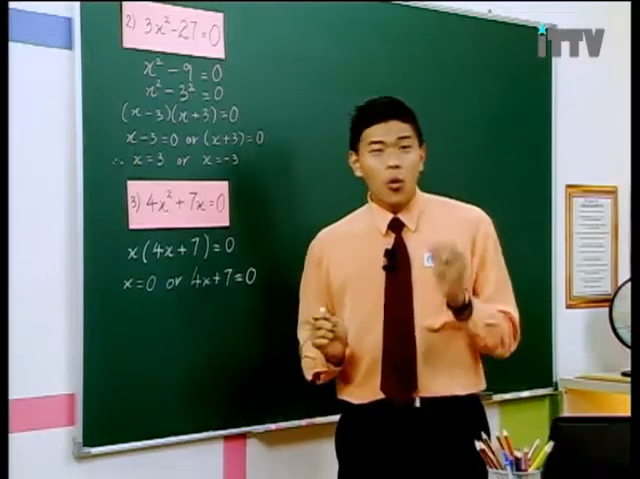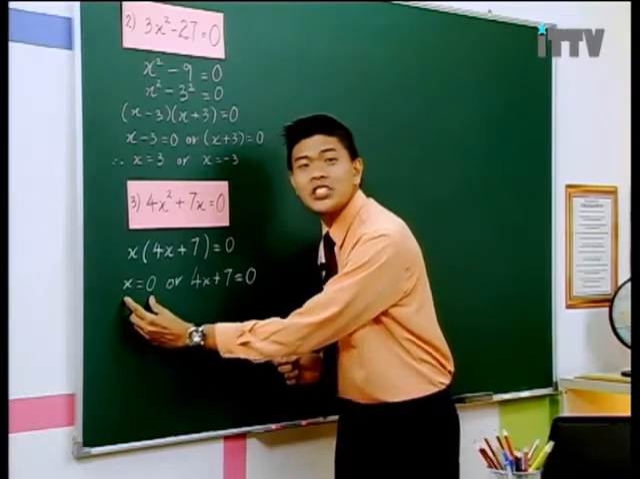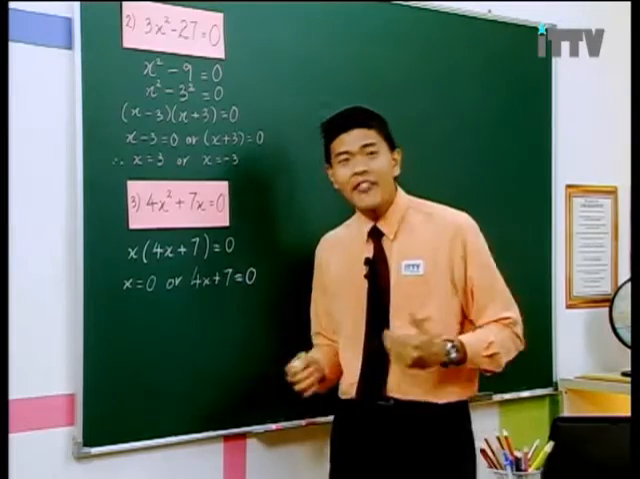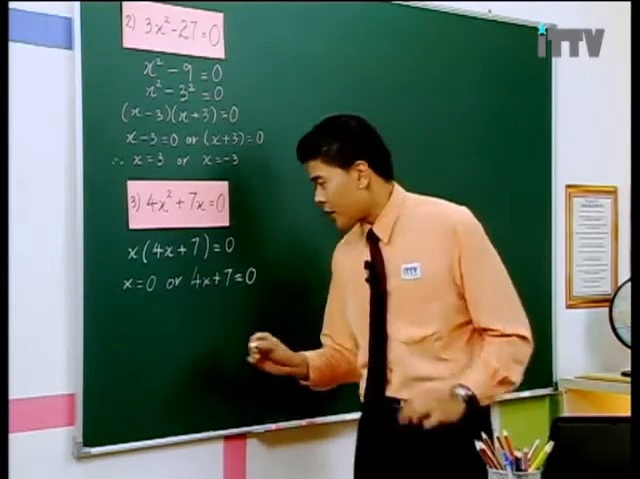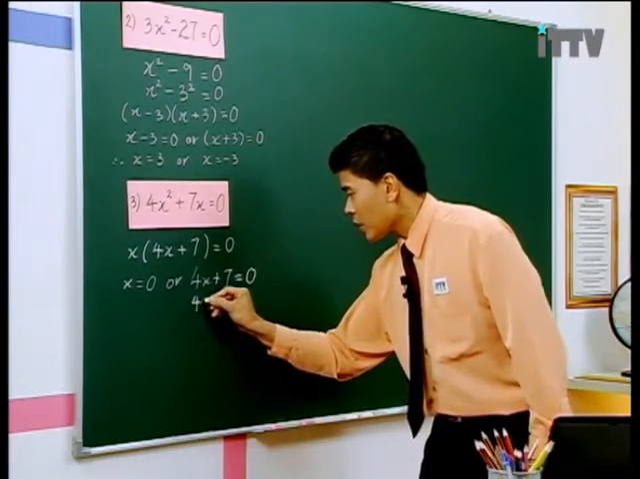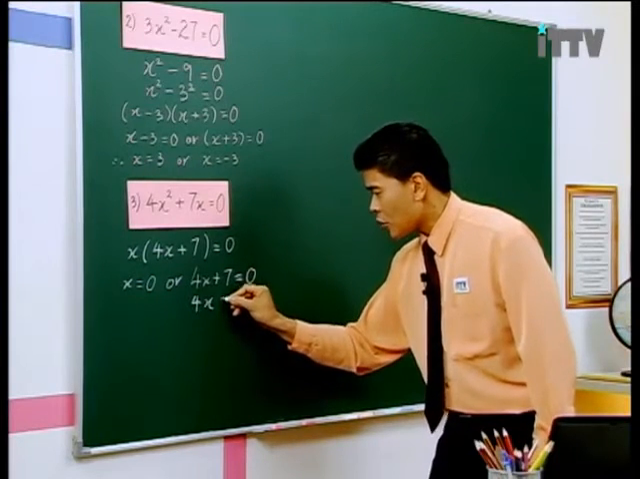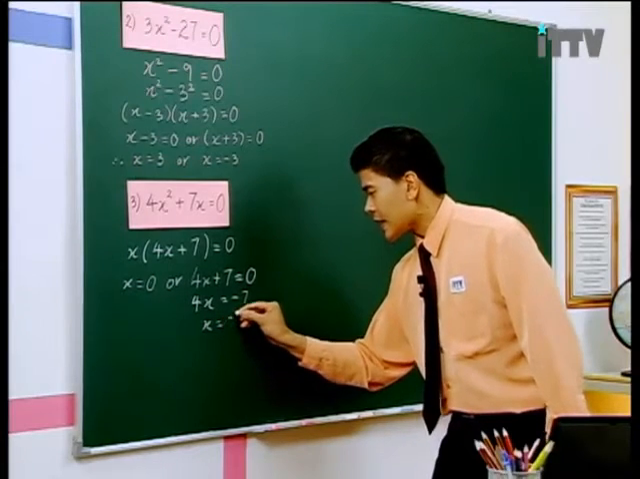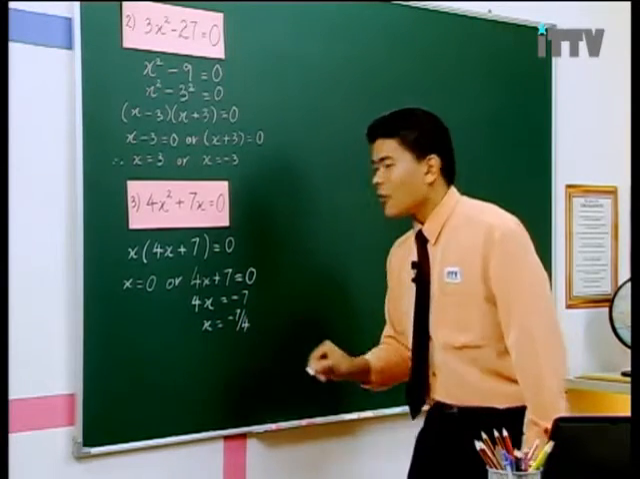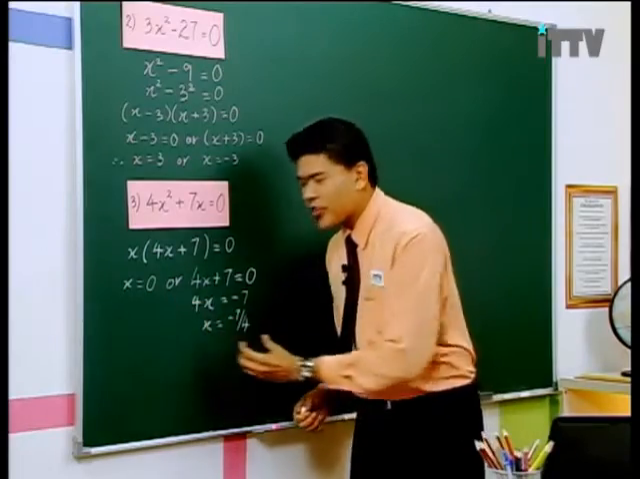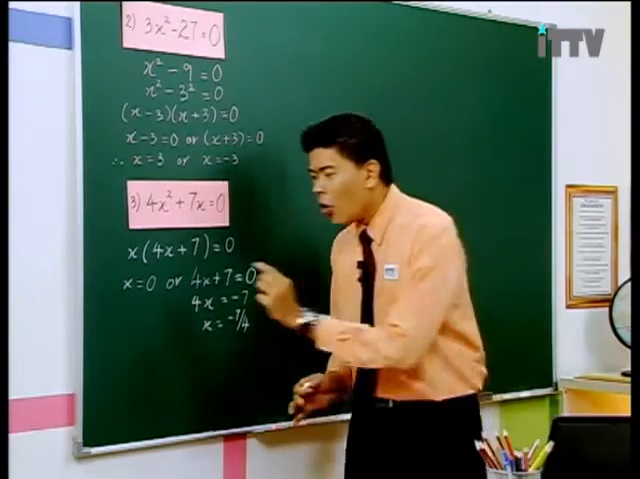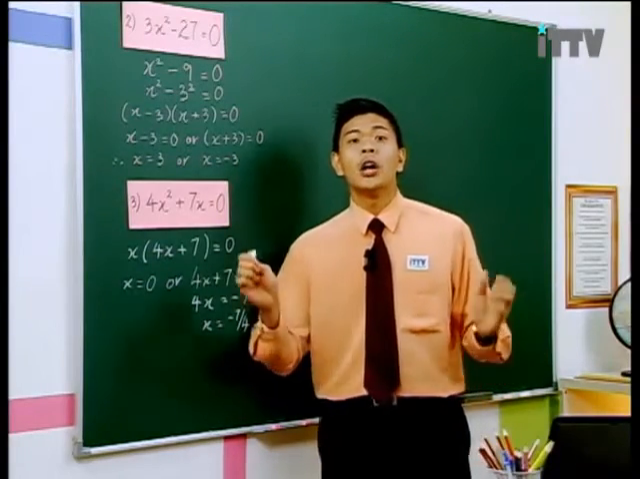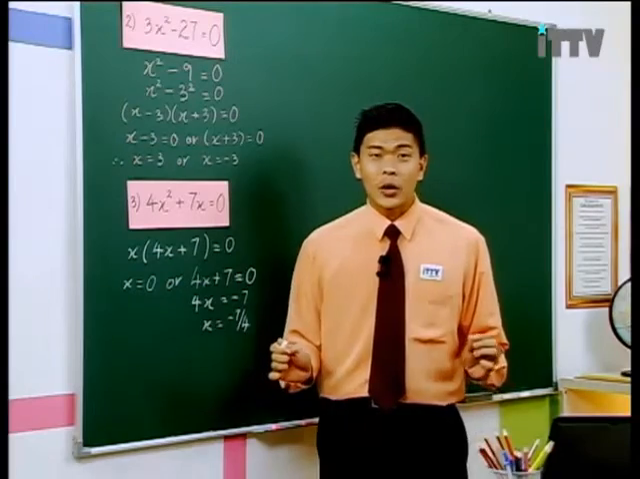Alright, so we already have one solution or one root, which is x equals 0. There is another solution on this part, and you have to simplify the linear algebraic expression. So from this part, 4x equals negative 7 and x is negative 7 over 4. So why are these two values very important? Because only these two values will satisfy the equation. They are called roots of the quadratic equation.